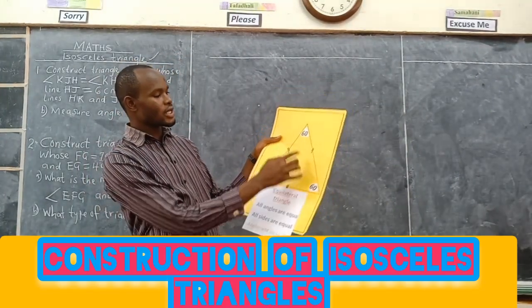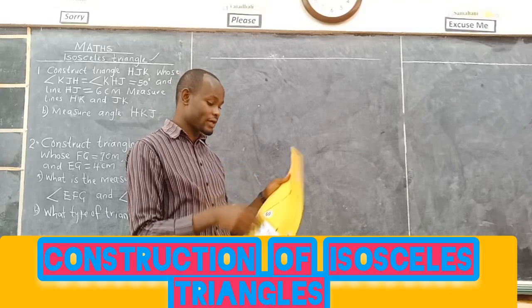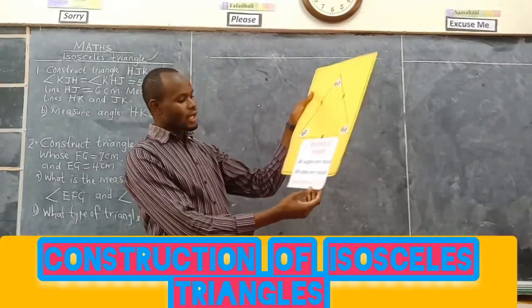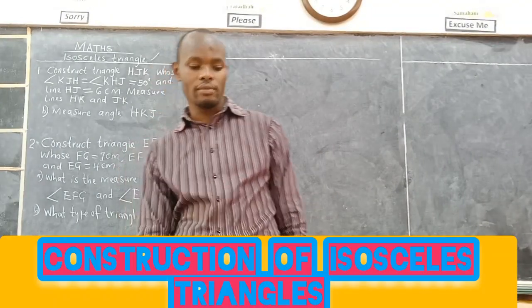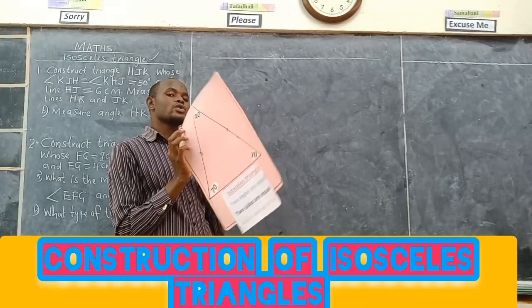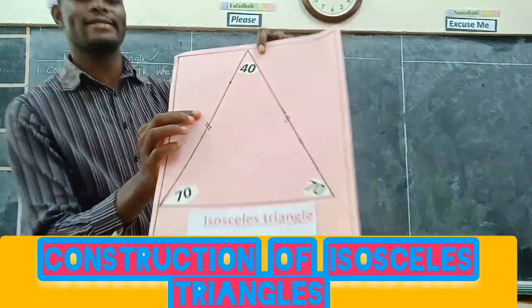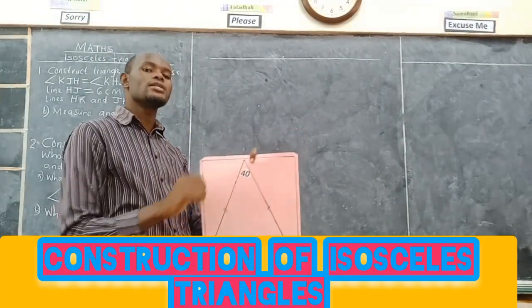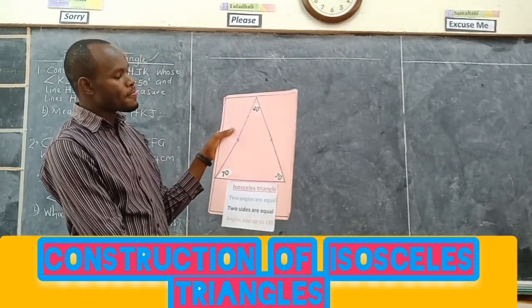The sum of the interior angles is 180 degrees, my friend. They add up to 180 degrees. That is what you need to know about an equilateral triangle. Our triangle today is isosceles. Isosceles triangle.